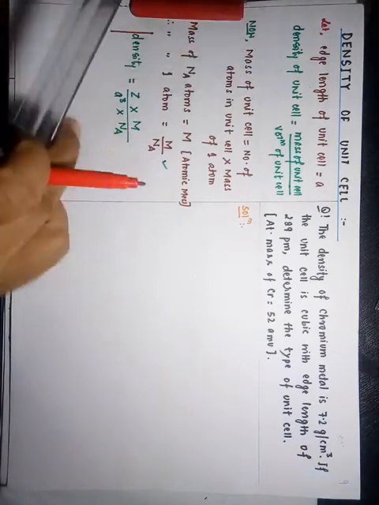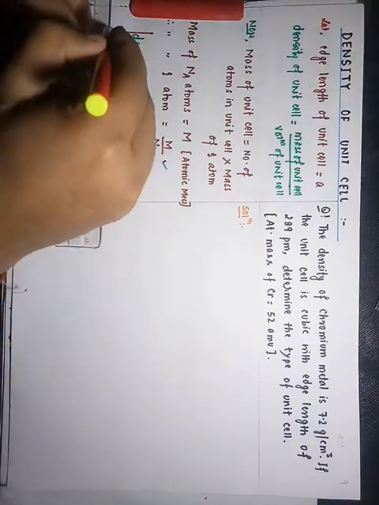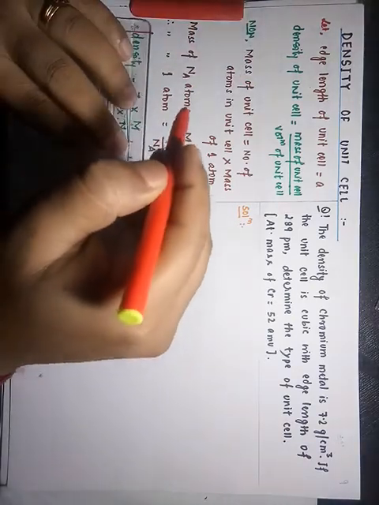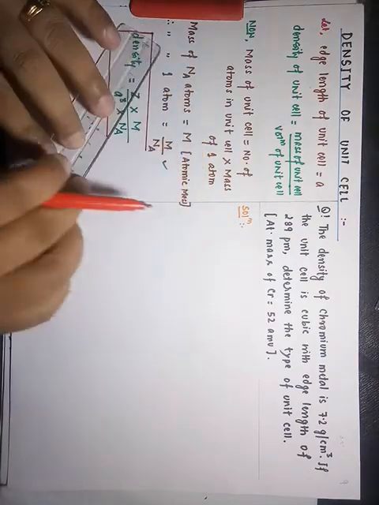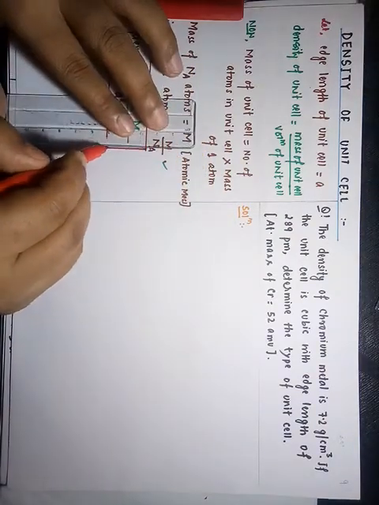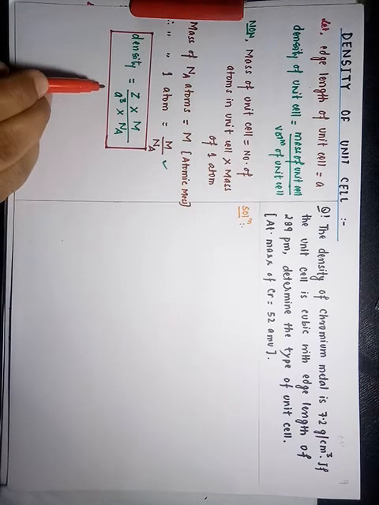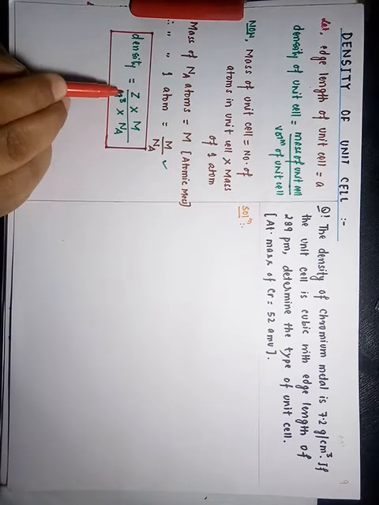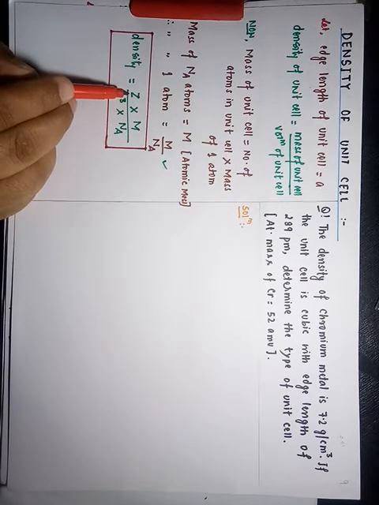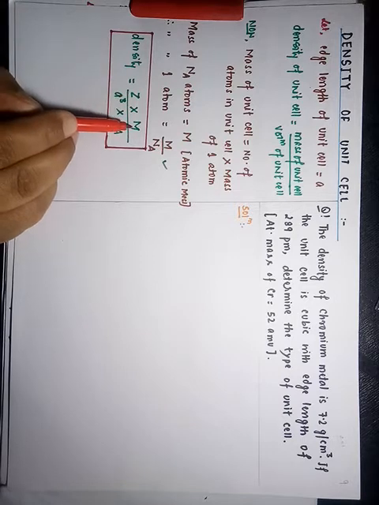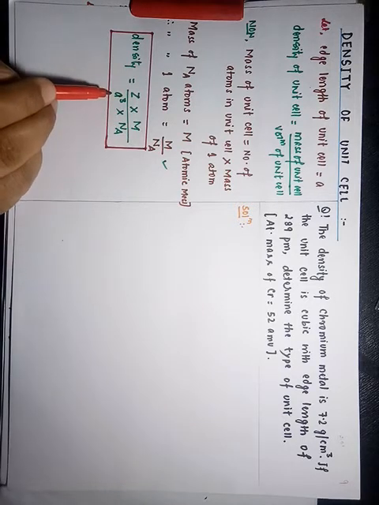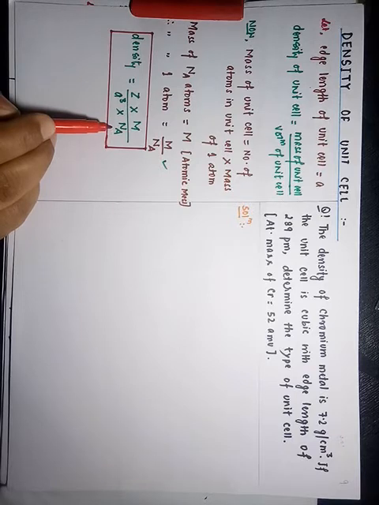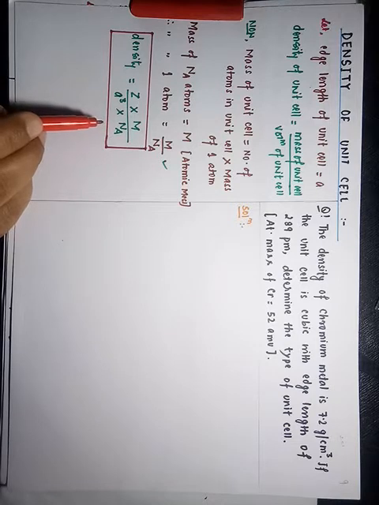So this is the formula for calculating the density of a unit cell. The density of a unit cell will be equal to Z into M divided by a cube into Na, where Z stands for number of atoms, M is atomic mass, a is edge length, and Na, we all know, is Avogadro's constant. So this is the formula for calculating the density of unit cell.